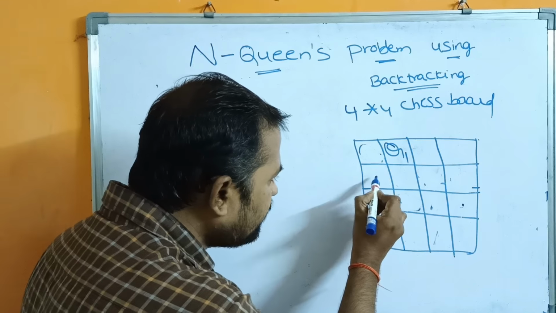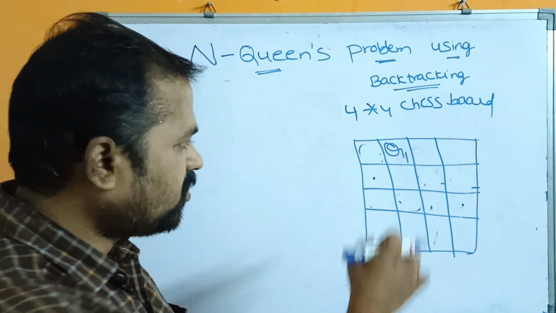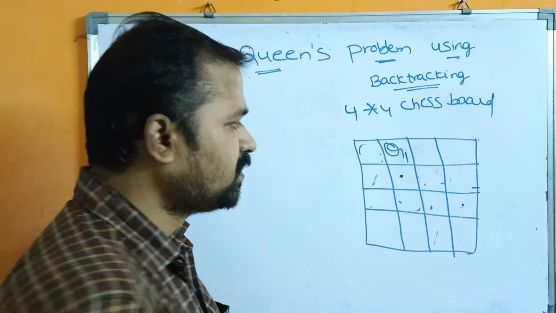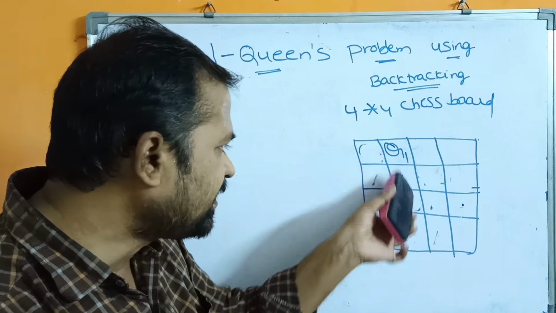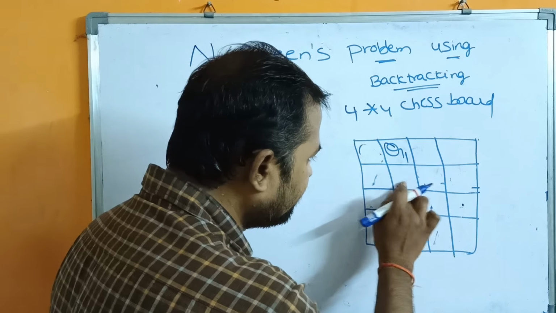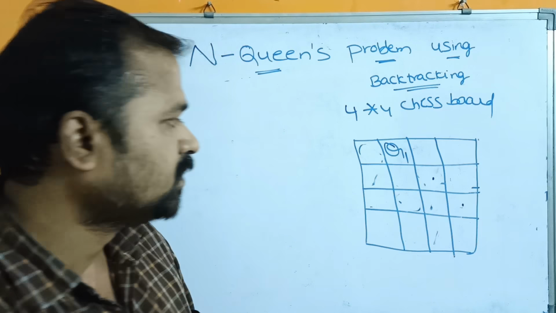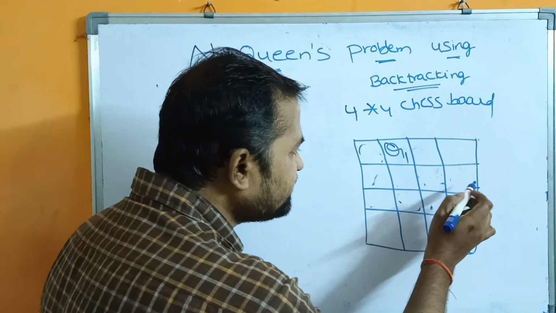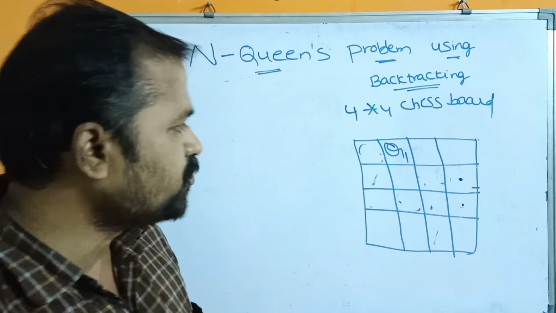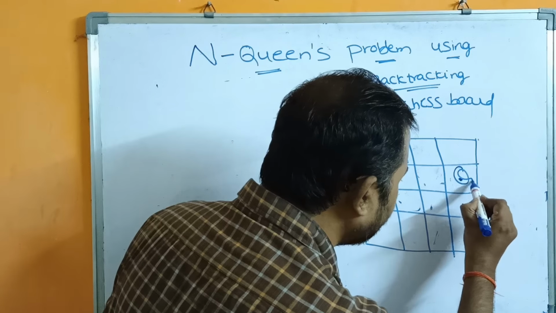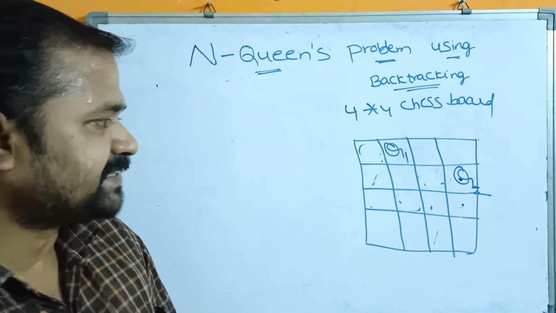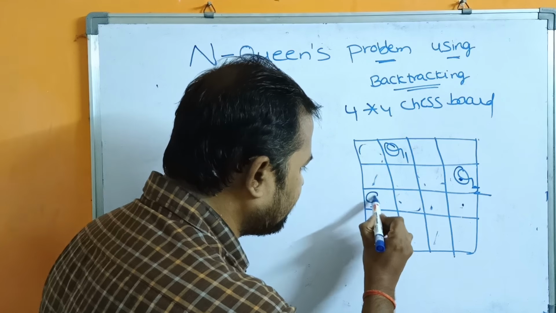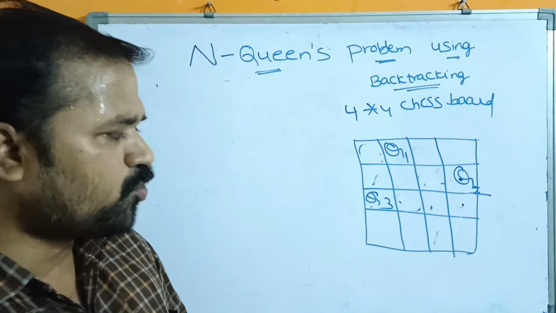Next, can we place Q2 here? No. Why? Because these two will become diagonal elements. Can we place Q2 here? No. Why? Because these two will become same column elements. Can we place Q2 here? No. Why? Because these two are diagonal elements. Can we place Q2 here? Yeah, there is no problem. So we can place Q2 here. Next, let us place Q3. So what is the next position? Third row, first cell. Can we place Q3 here? No problem.